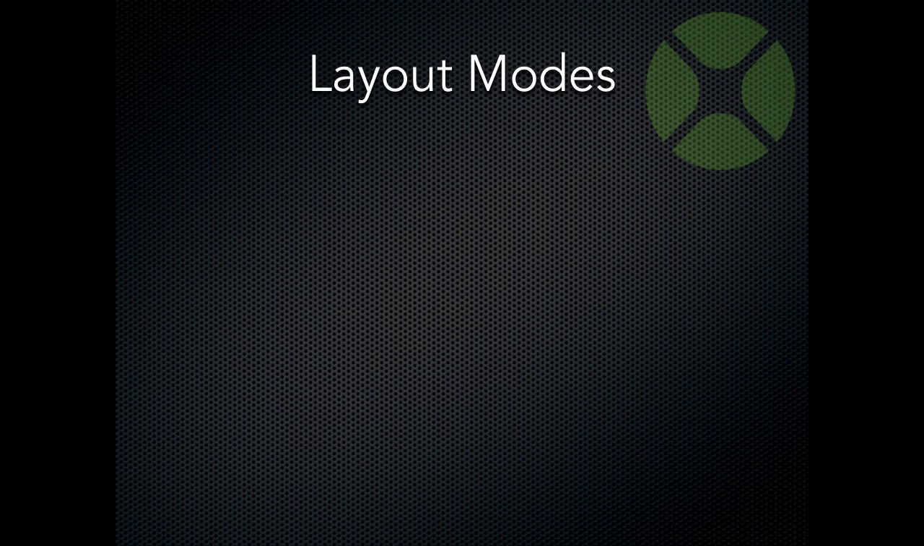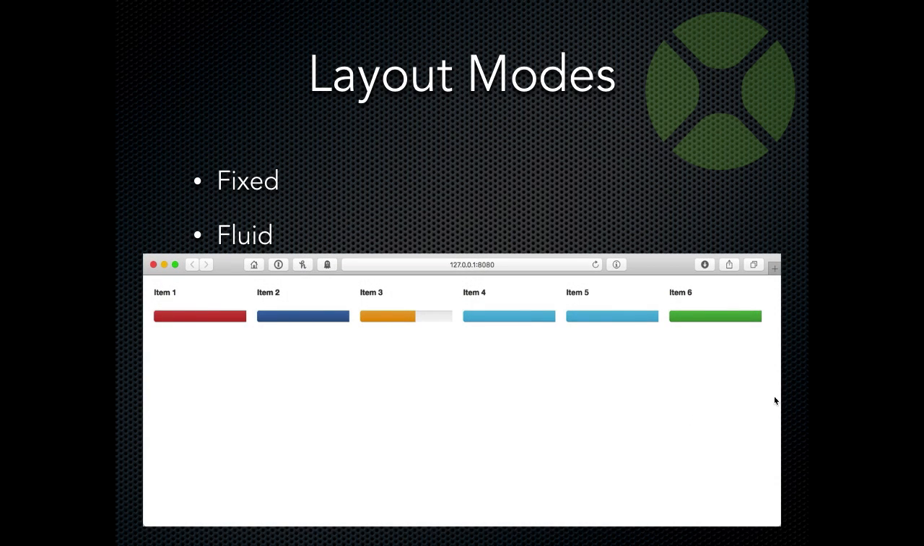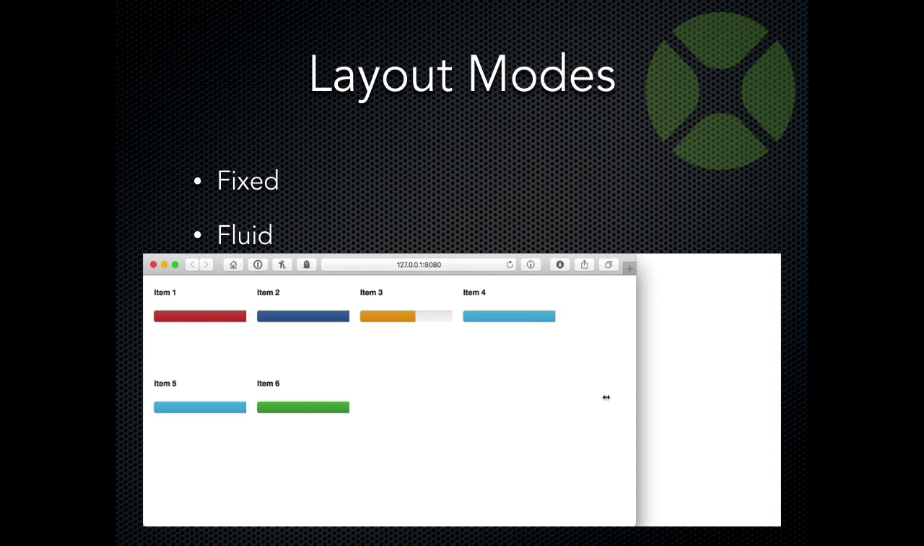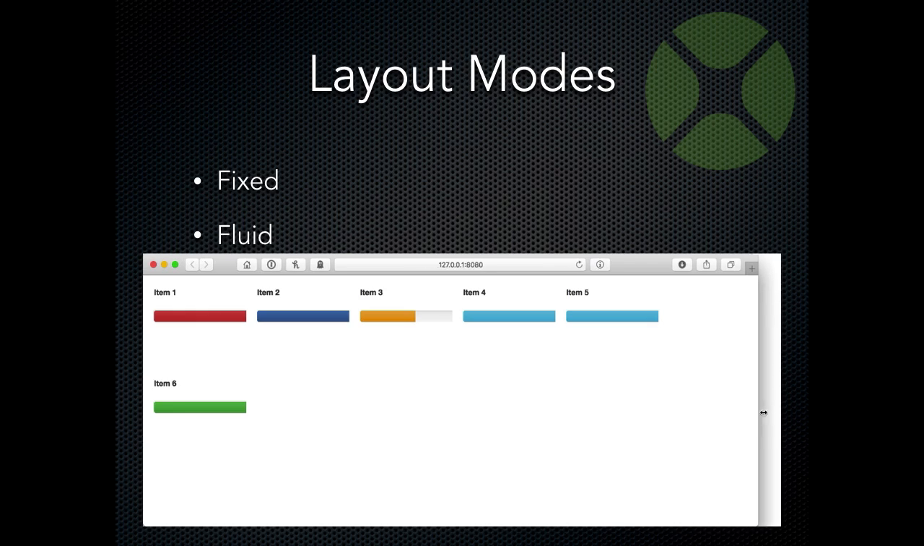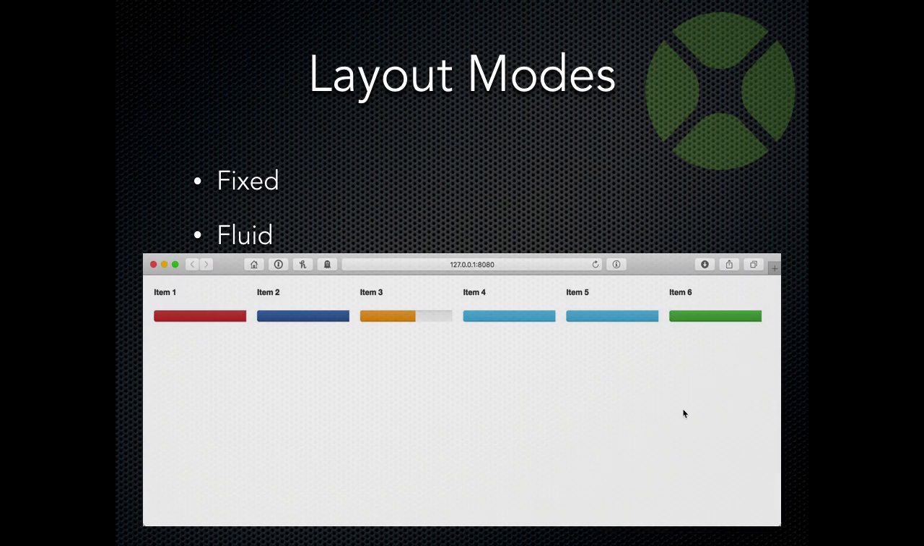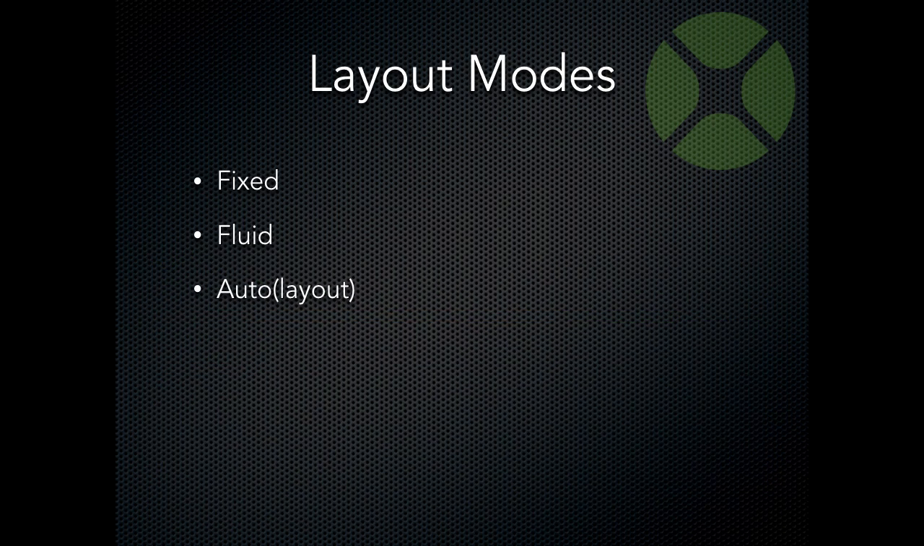There are three new layout modes. Fixed, which is just like the classic web framework and the desktop. Controls stay where you put them. We also have fluid, so the controls can flow inside a view based on available space. And coming soon, auto, which uses a constraint-based system similar to iOS.